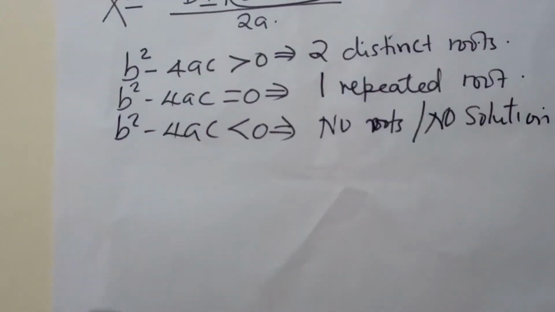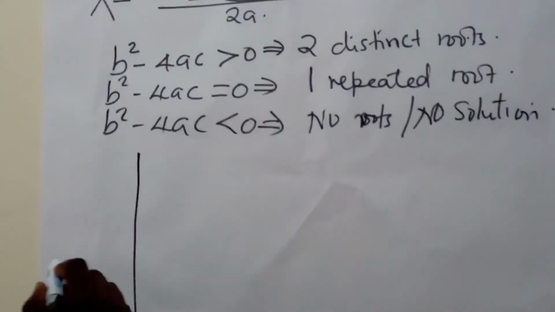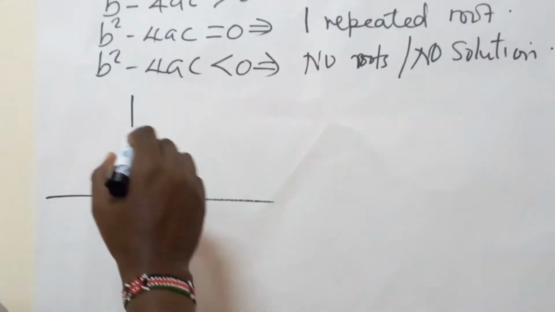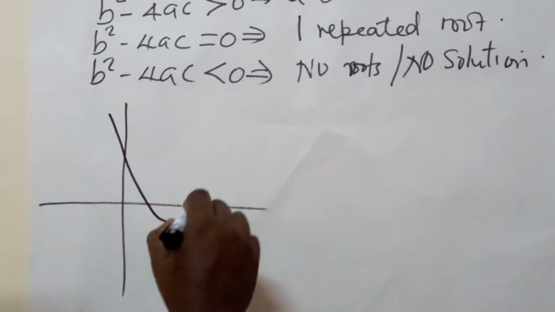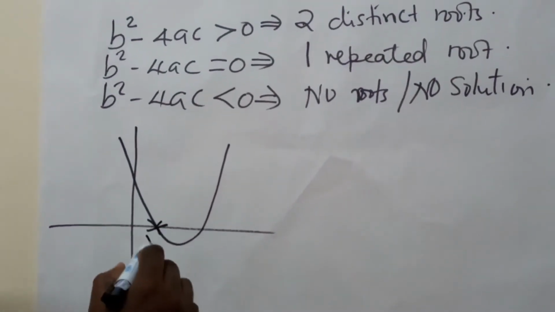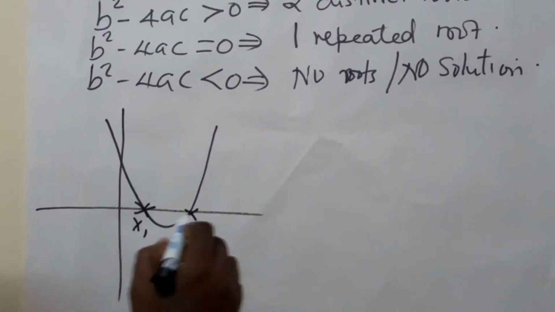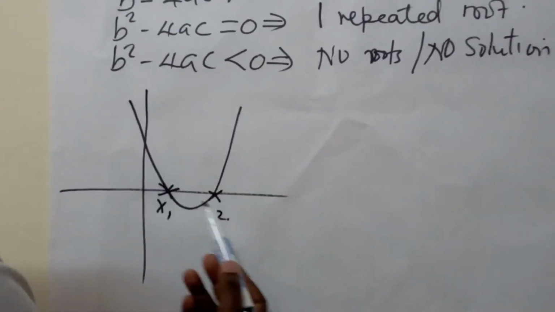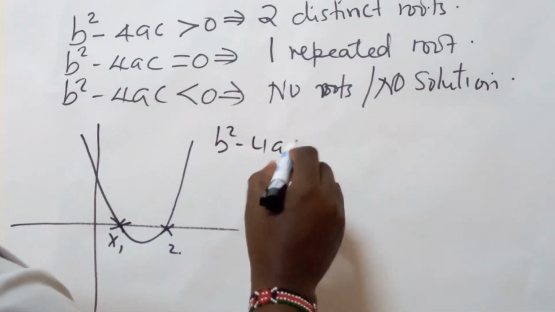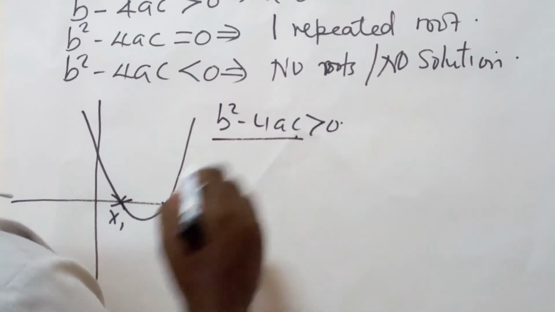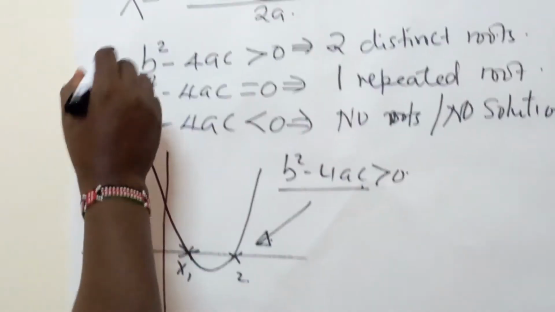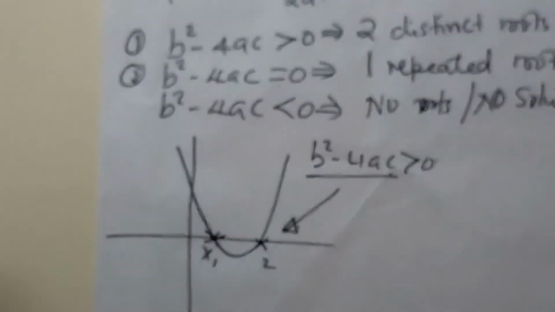If I may sketch this diagrammatically, when we have a quadratic graph that looks like this, of course we have x1 and x2, root 1 and the second root, then the discriminant here is greater than 0. You can see we have two distinct roots. That is case 1. Let us look at case 2.